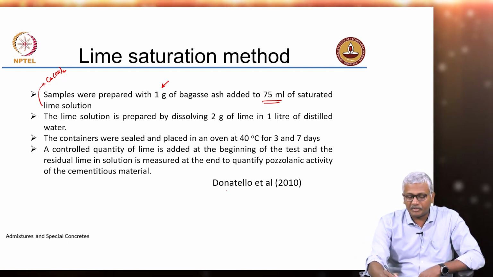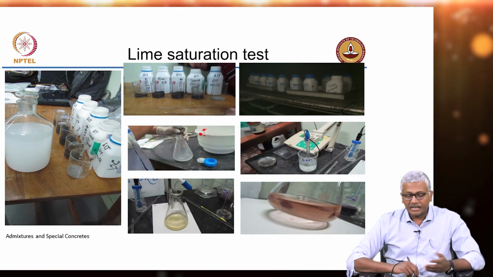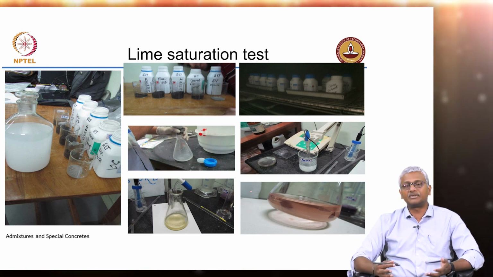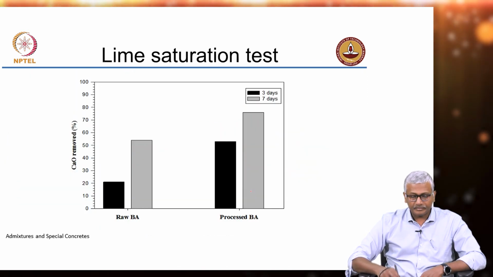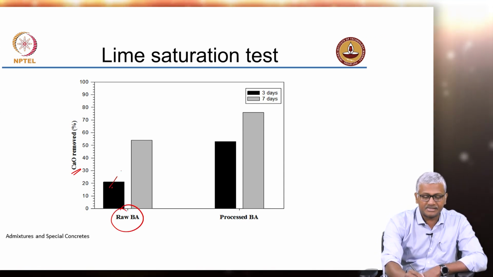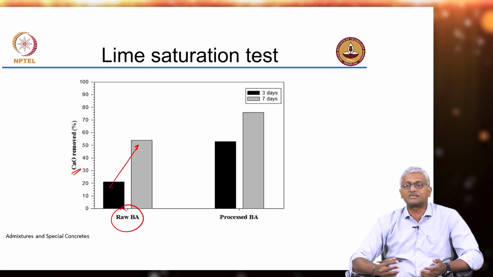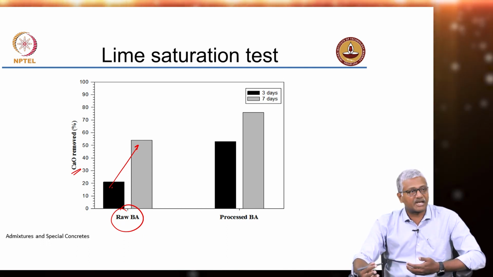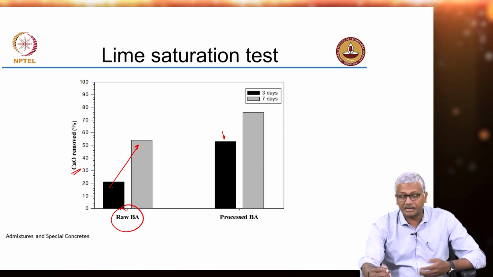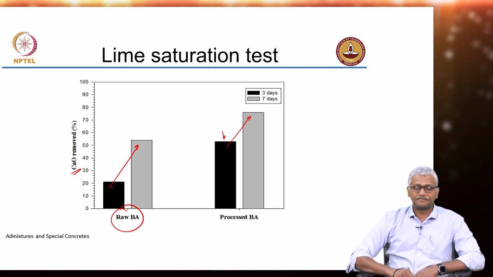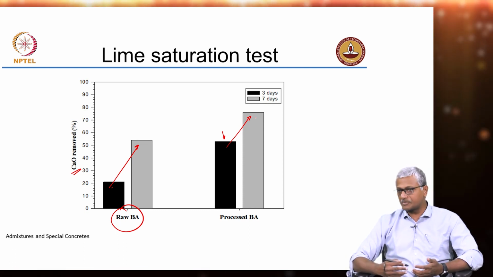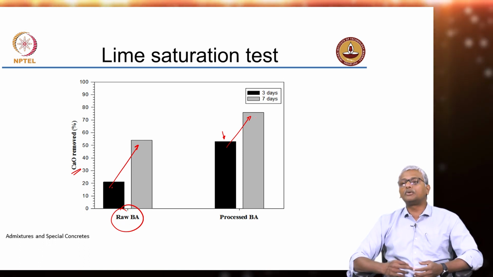Okay. This is from a paper by Donatello et al. So, again the same approach is given. Same titration is performed to really get an estimate of the lime content in the solution. And based on this, the extent of lime removed from raw bagasse ash at 3 days and 7 days is presented. Of course, by 7 days much more lime gets removed because of more pozzolanic reaction, but at 3 days itself for the processed bagasse ash you get significant lime removal, which only increases further at 7 days to about 80% lime removal. That indicates that processed bagasse ash may have significantly higher ability to react.